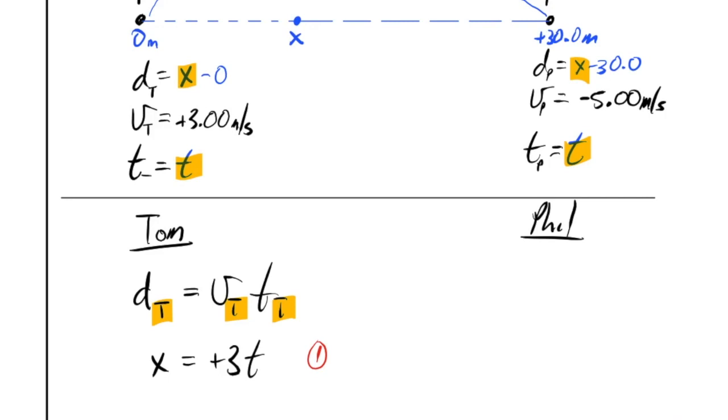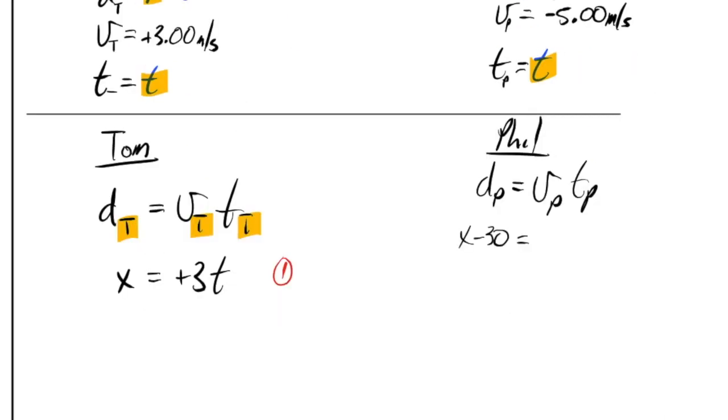Now we go over to Phil. So for Phil, that's d Phil is equal to v Phil times t Phil. Now the displacement of Phil, that's going to be x minus 30. And the velocity of Phil is negative 5, and the time is t. OneNote glitched out on me again. Sorry about that. Negative 5t.